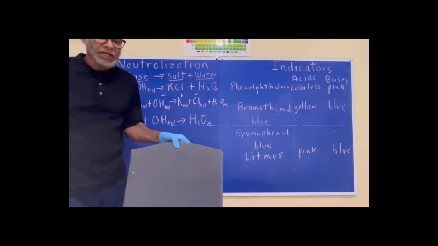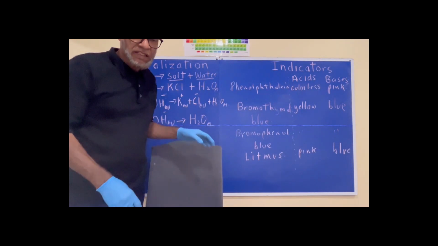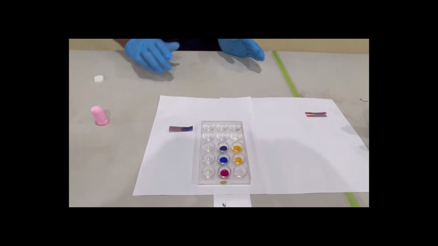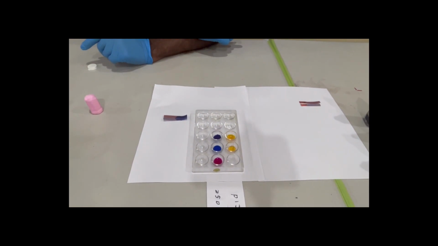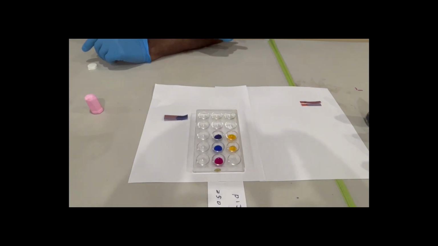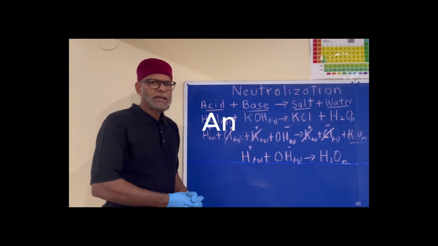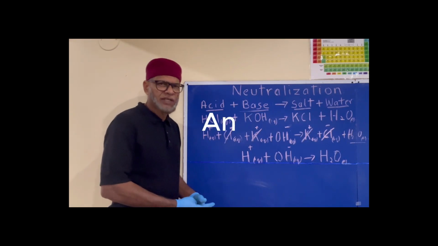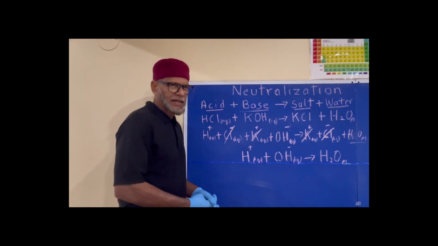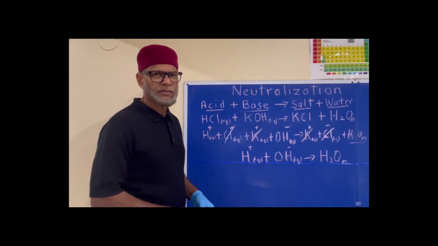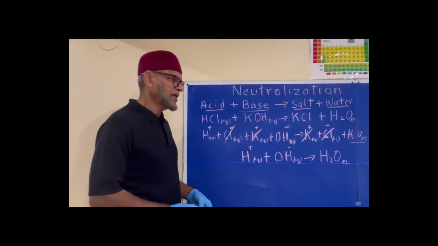Those are the color changes that are made for these common indicators. Of course, we have a series of indicators, and they will have different colors in acids and bases. I want to demonstrate for you what an acid-base neutralization reaction looks like. But before we do that, I want to review with you what a neutralization reaction is.